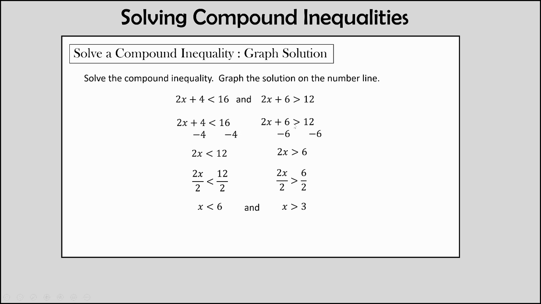Join it with the word "and" then graph it using the word "and." So I want all values that are less than 6 and at the same time greater than 3. So less than 6 and greater than 3. Again, it's open circles because there's no equal to symbol here. And these are the numbers that fit both criteria. Answers have to fit both criteria. All right.